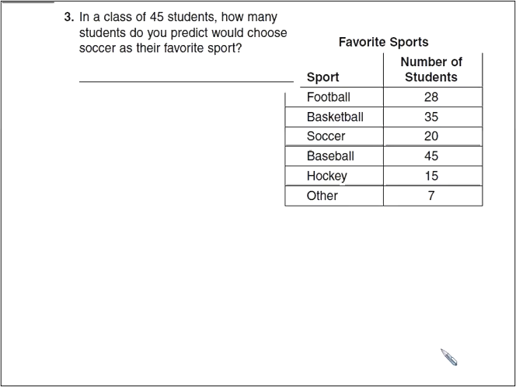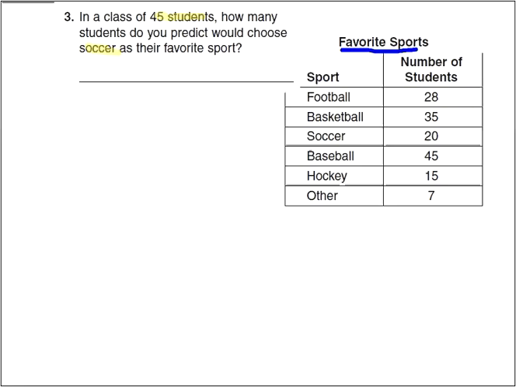Let's look at another one. So we're looking at a survey here, favorite sports. Students were asked what their favorite sports are. 28 said football, 35 said basketball, 20 said soccer, 45 said baseball, 15 said hockey, 7 said other. So in a class of 45 students, how many students do you predict would choose soccer based on this study? So what we need to do, another proportions kind of problem.